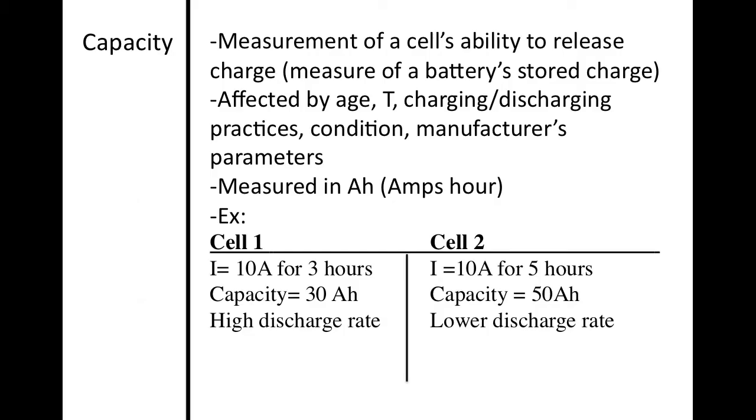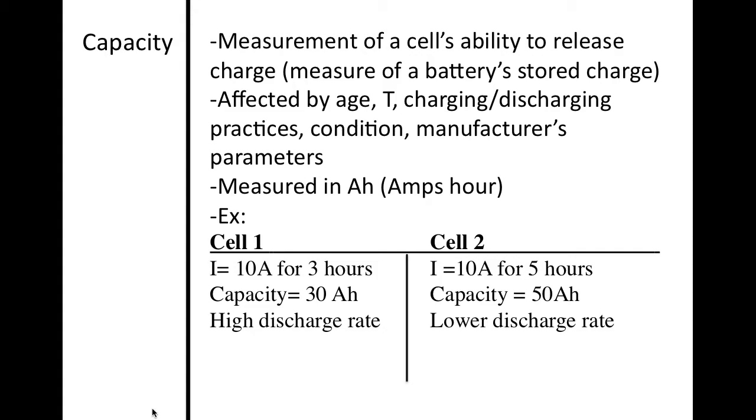Capacity is the measurement of a cell's ability to release charge. It is essentially the measure of a battery's stored charge. In another way, it is the maximum amount of energy that can be extracted from a battery under certain specific conditions. It can be affected by age, temperature, charging or discharging practices, and conditions, to name a few. It is measured in amp hours.